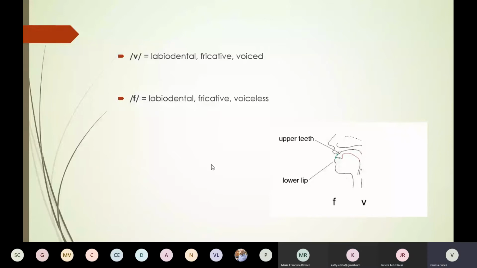And they are fricative because the airflow is severely obstructed, and we produce some friction. As you can see here, this is the upper teeth, and this is the lower teeth, and they have to be together when we are producing them. V is voiced, and F is voiceless.